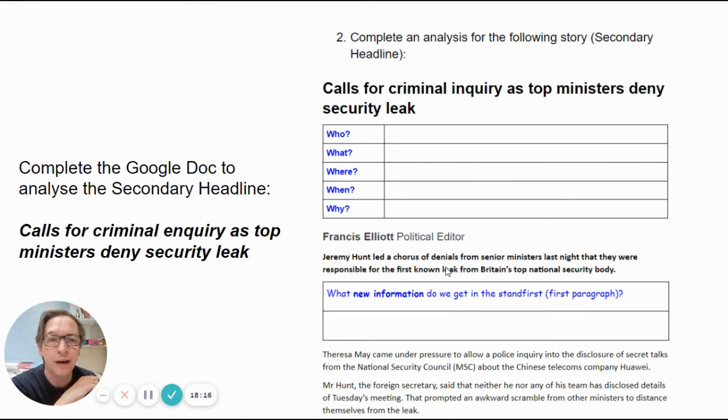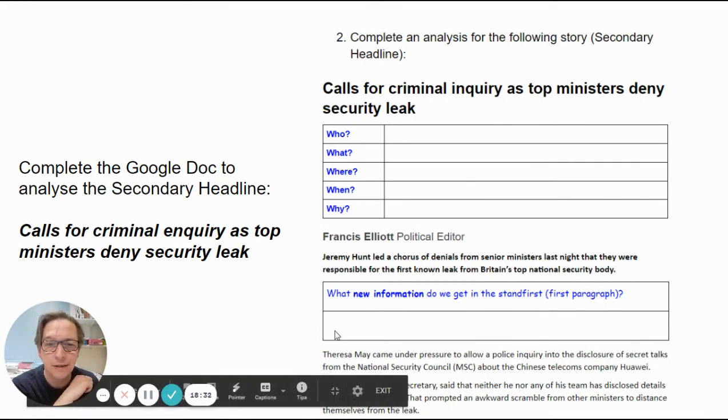And then when you've done that, I'd like you to move to the stand first, which is the name for the first paragraph in a newspaper story. Jeremy Hunt led a chorus of denials from senior ministers last night that they were responsible for the first known leak from Britain's top national security body. So again, what new information do we get in the stand first? I'd like you to type your ideas in here, please. Be specific. I would like you to read the rest of the article, please.